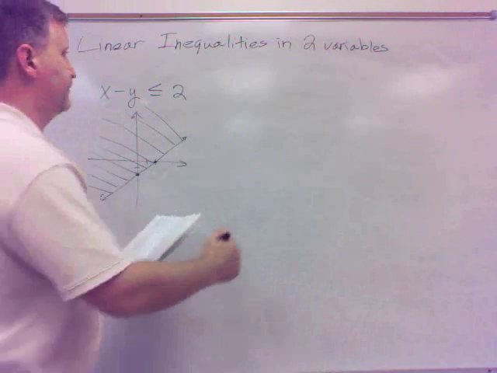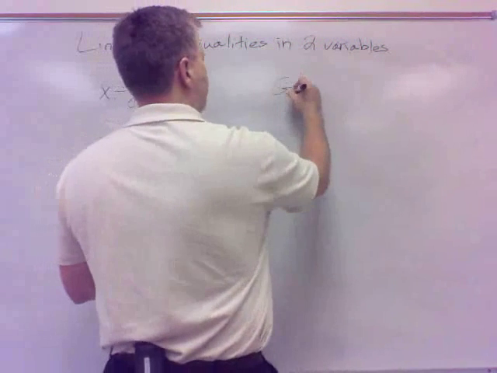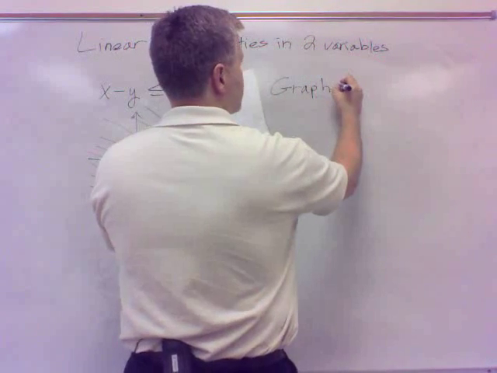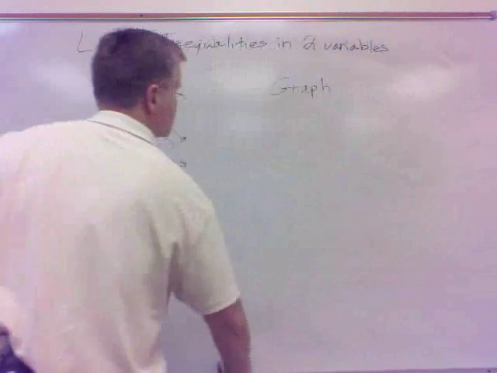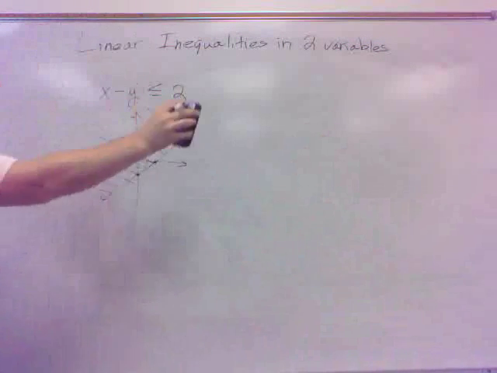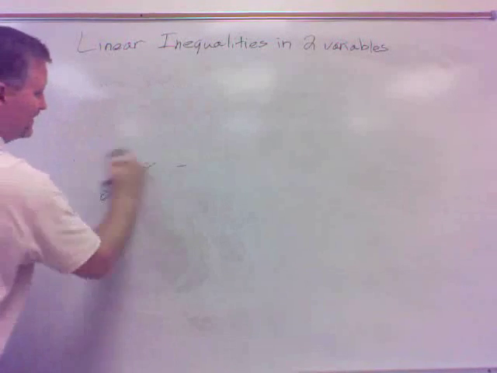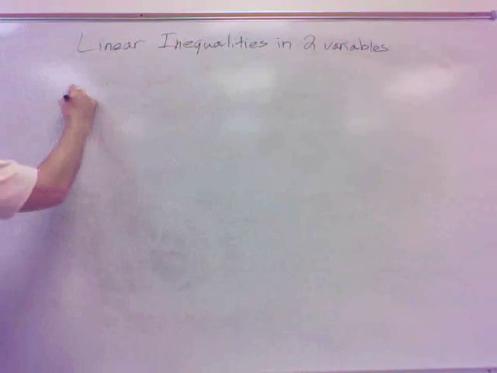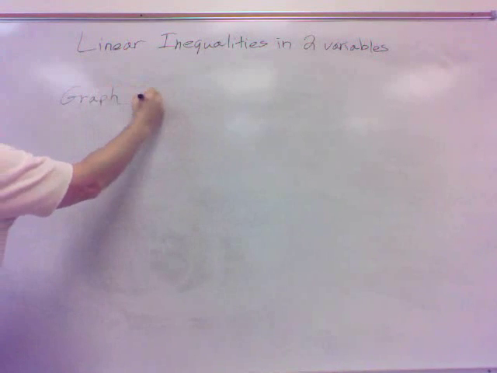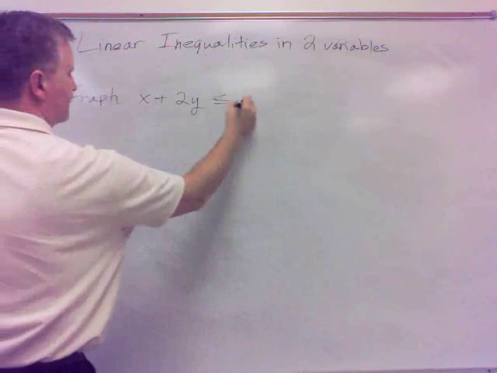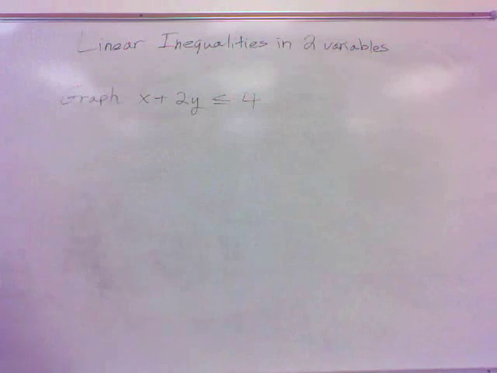All right. So let's talk about how we go through that process and graph one of these. Has everybody got that one? I need a lot of board space. So okay, take this one. Let's graph x plus 2y is less than or equal to 4. x plus 2y is less than or equal to 4.